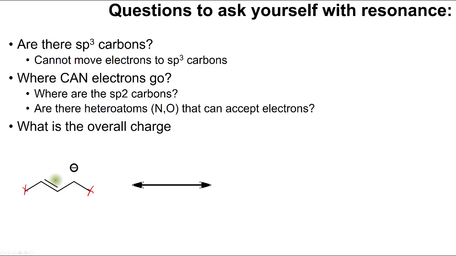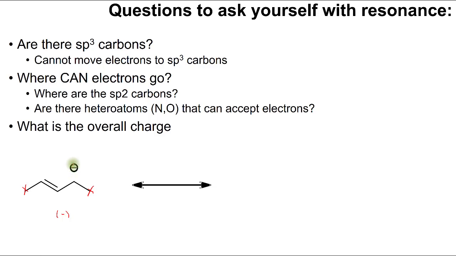My electrons here can go into sp2 carbons to form a double bond, or they can go onto a carbon. And right now my net overall charge is negative. You can go back and check the last one: our net charge is positive there.